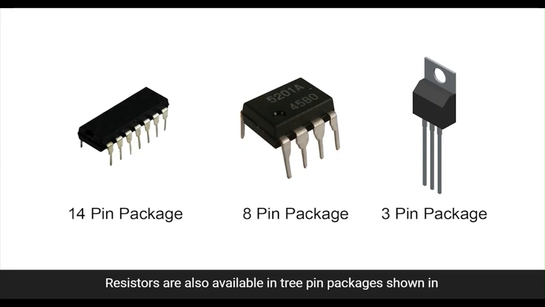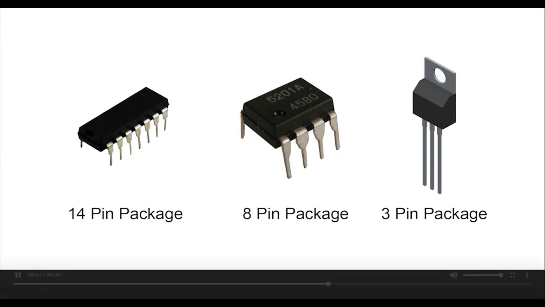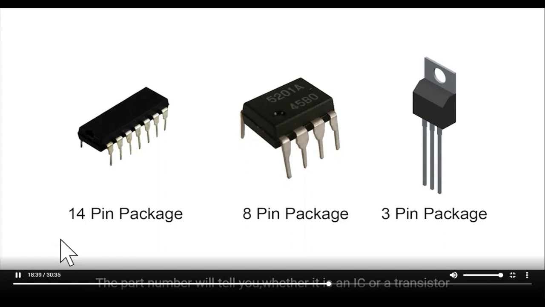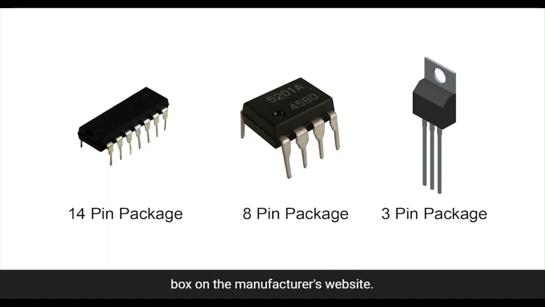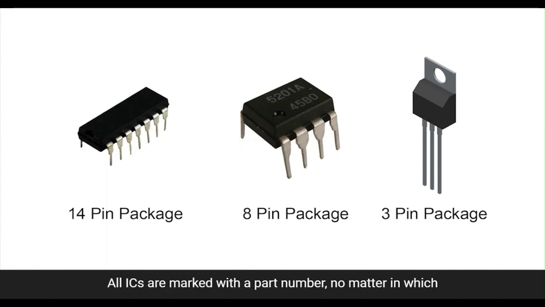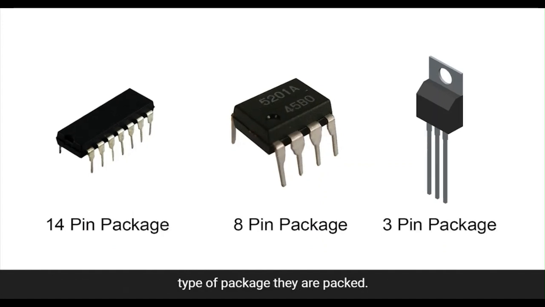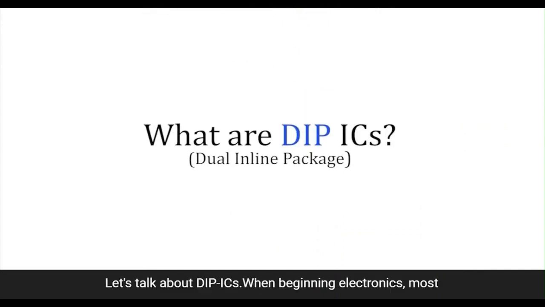Transistors are also available in 3-pin packages, shown in the image. The part number will tell you whether it is an IC or a transistor in this package. This is done by looking up the part number using a search engine on the internet or entering the part number into a search box on the manufacturer's website. All ICs are marked with a part number no matter in which type of package they are packed.